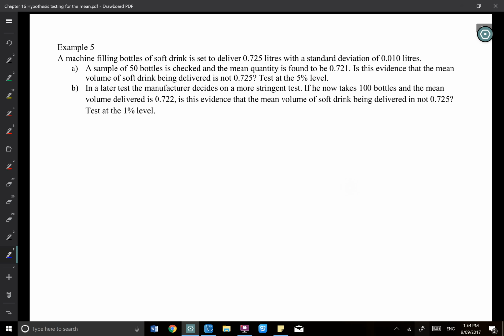So for this question, x is normally distributed with mean 0.725 and standard deviation 0.01. That's what we assumed. Therefore, we'll assume our x bar has mean 0.725 and standard deviation 0.01 over square root of n, where n is 15. Then it is a two-tailed test. H0 is mu equals 0.725, that's what we assumed, but H1 is mu not equal to 0.725.